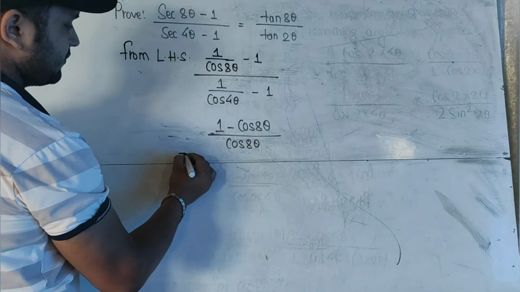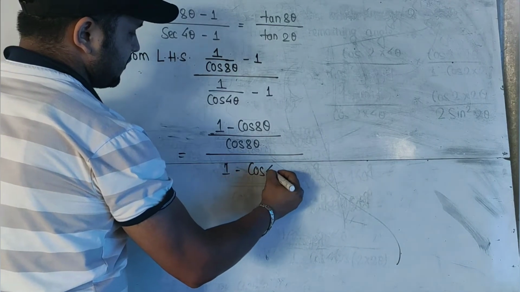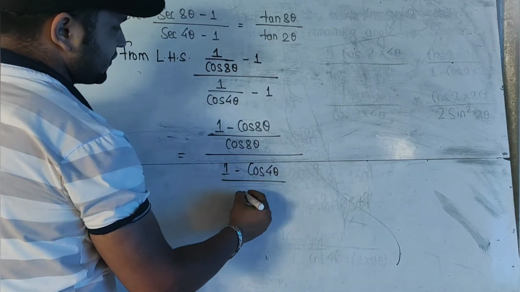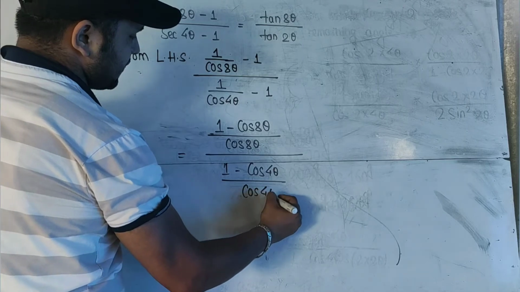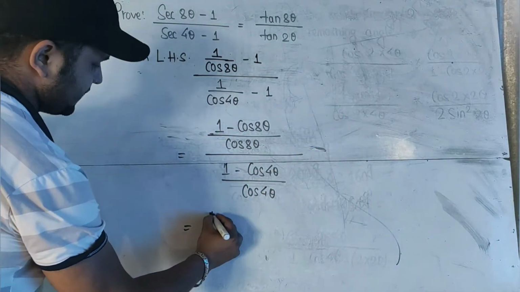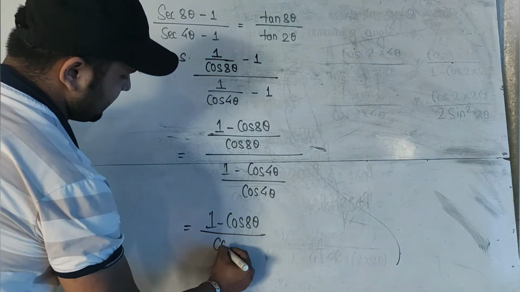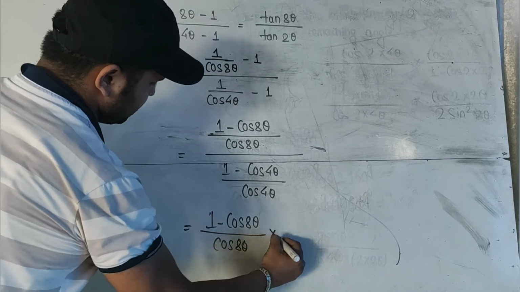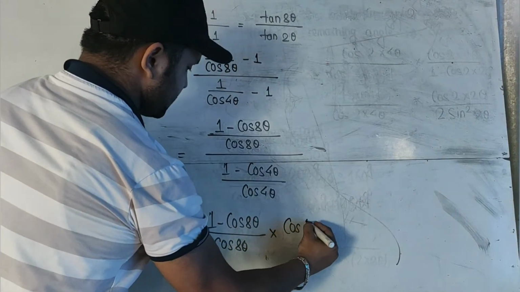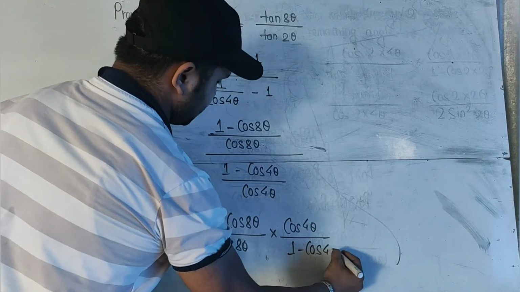We take LCM in the numerator. We do the same in the denominator as well: 1 minus cos 8 theta divided by cos 8 theta. Now we're going to take the reciprocal: (1 minus cos 4 theta) divided by cos 4 theta, into cos 8 theta by (1 minus cos 8 theta).